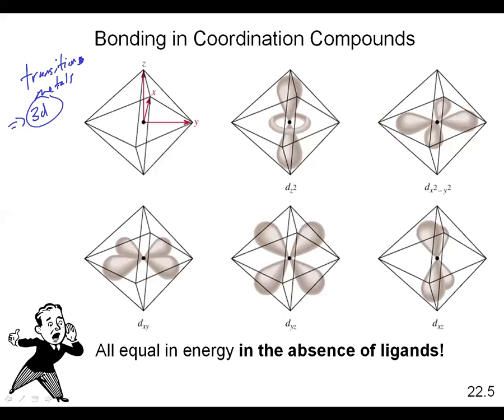Now, in the absence of a ligand and in just the metal by itself, all these d orbitals are pretty much equal in energy. So in the absence of a ligand, your 5 d orbitals, badly drawn equally, are all equal in terms of energy.